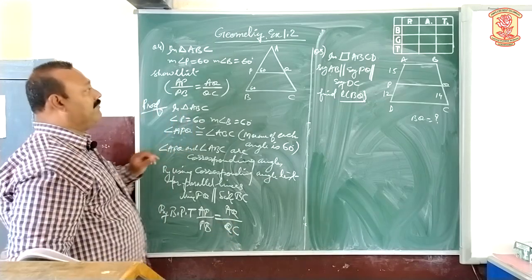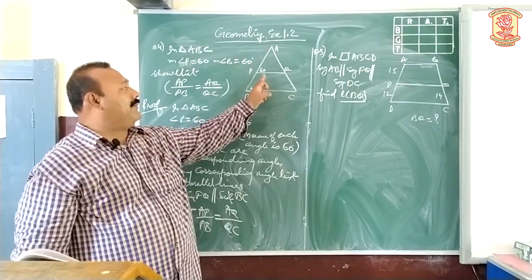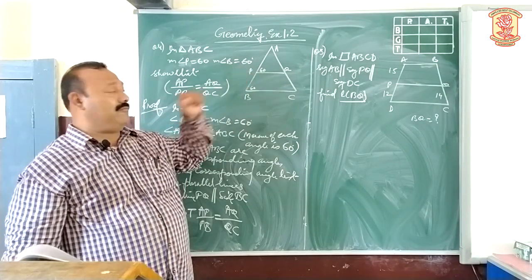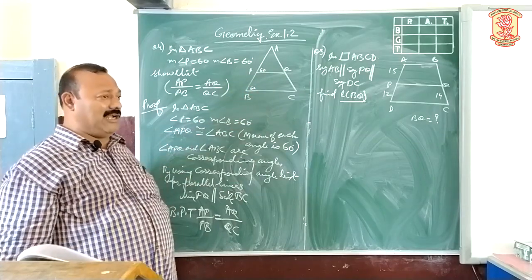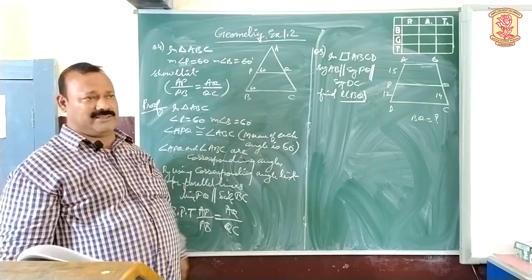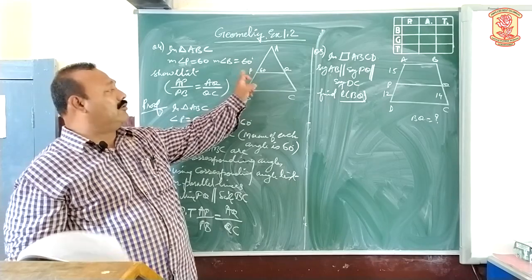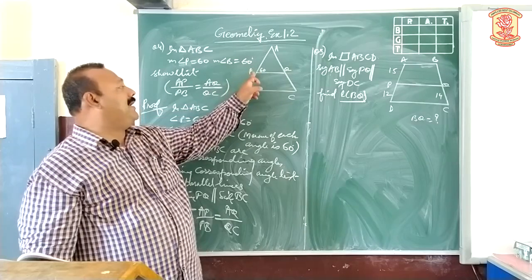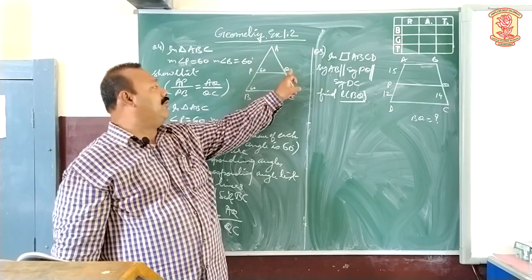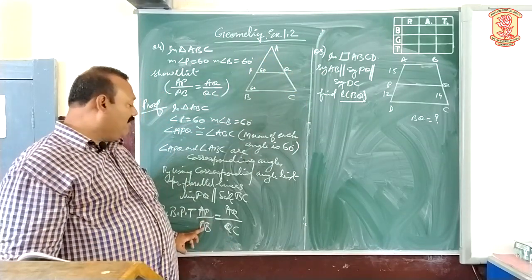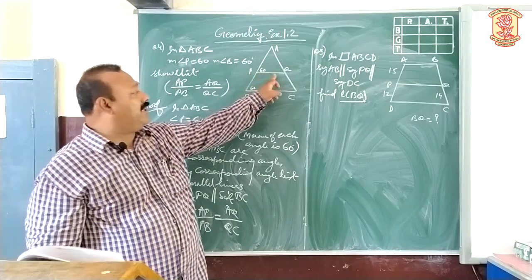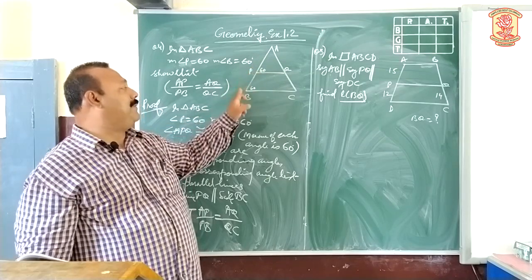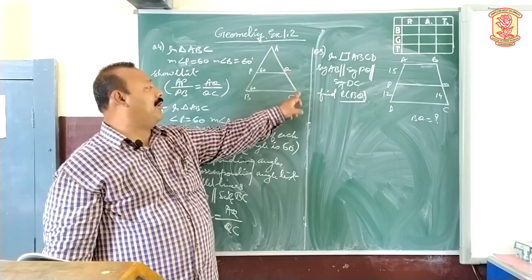In any triangle, if a line intersects any two sides of a triangle in two distinct points, then that line divides the two sides proportionally. For example, we are getting the result AP upon PB equal to AQ upon QC. Therefore, when line PQ is parallel to BC, directly you can make use of that result AP upon PB equals AQ upon QC.